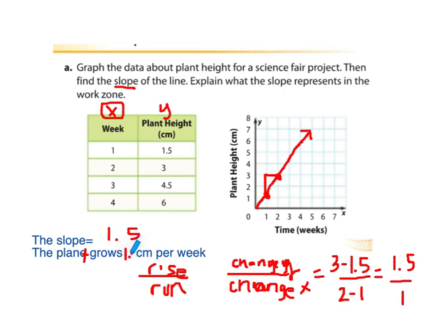centimeters per week. So to reiterate, all you're doing is subtracting the 2 points. We do the X's. You can subtract these two. 2 minus 1 equals 1. Then you subtract these two, put the greatest one in the front. 3 minus 1.5 is 1.5, and that would be your slope. The slope is 1.5. So the plant grows 1.5 centimeters per week.